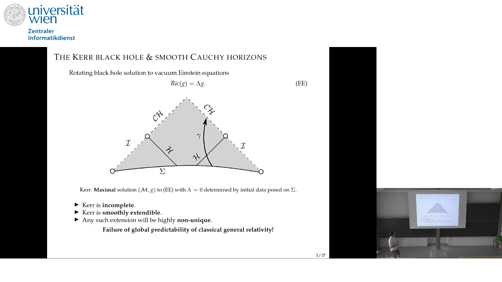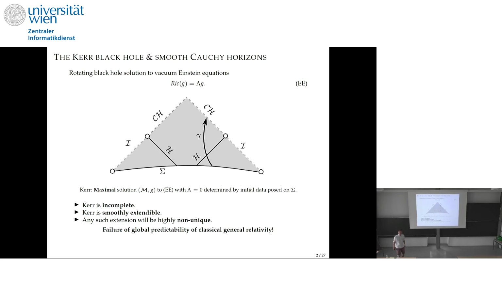So we're looking at, for the first slide, the Kerr black hole, which we know is the maximal solution as determined by the Einstein equation with cosmological constant equal to zero arising from those Kerr initial data. So the features are that Kerr is incomplete, so the maximal Cauchy evolution of those data is incomplete, and moreover, sort of problematic, as was already introduced by Jonathan Luke in his talk, the future boundary, where the Kerr spacetime is incomplete, has this feature that it's smoothly extendable, and in fact, smoothly extendable in a highly non-unique way.